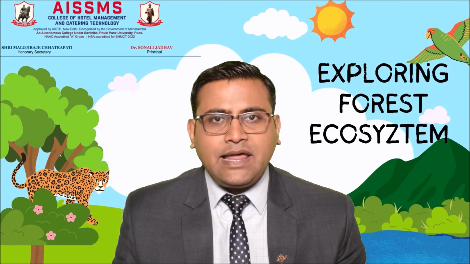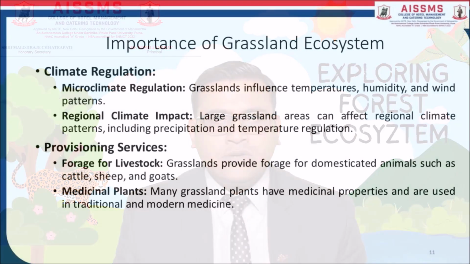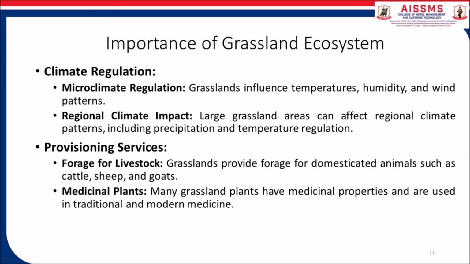Next will be climate regulation. Microclimate regulation. Grassland influences local microclimate by moderating temperatures, humidity, and wind patterns. Regional climate impact. Large grassland areas can affect regional climate patterns, including precipitation and temperature regulation.